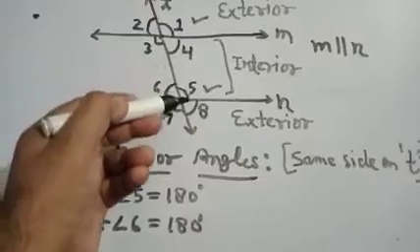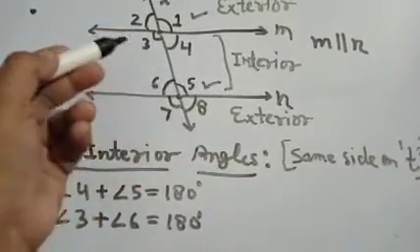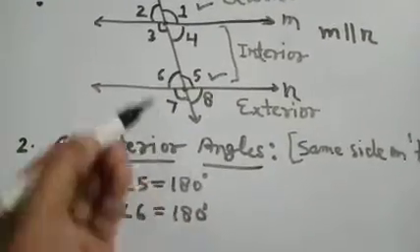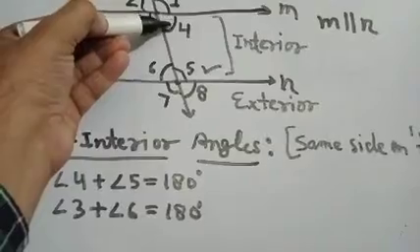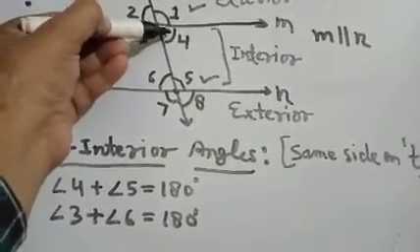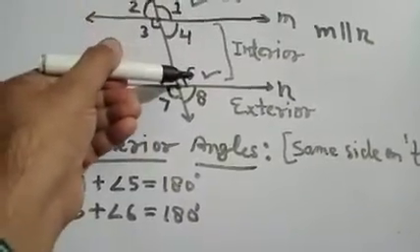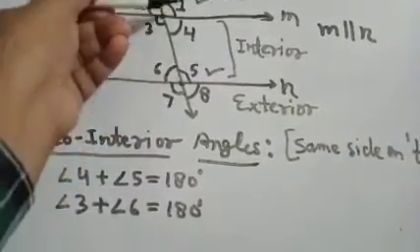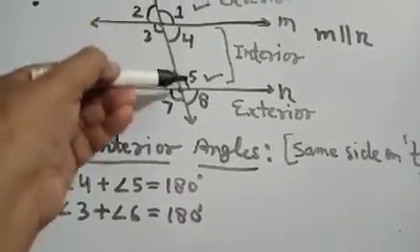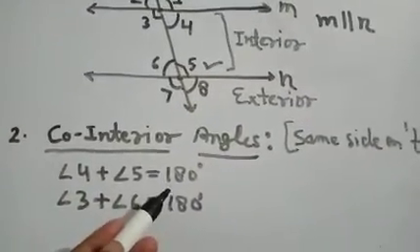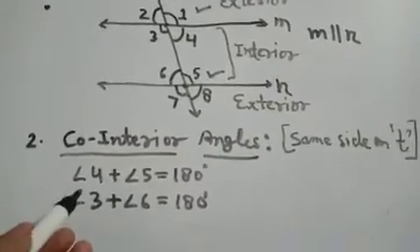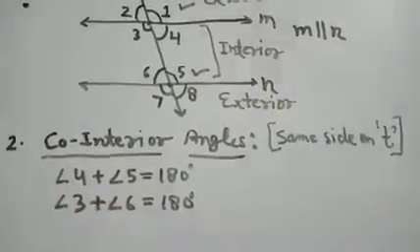So angle 4 plus angle 5 is equal to 180 degrees. Similarly, angle 3 plus angle 6 is equal to 180 degrees. Because angle 1 and angle 4 make a linear pair of 180 degrees, and angle 1 and angle 5 are equal as corresponding angles. That's why the sum of angle 4 and 5 becomes supplementary. So these are the pairs of co-interior angles whose sum is 180 degrees.